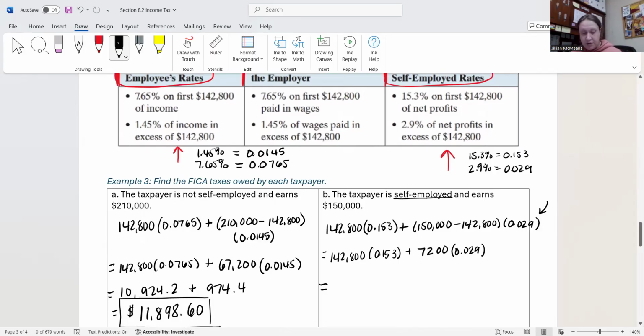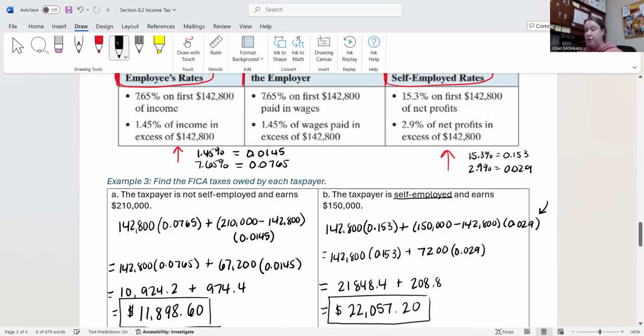Okay, so 142,800 times 0.153, we would have to pay $21,848.40. For the 7,200, we're going to tax that at 2.9%, so 0.029. We pay an additional $208.80 on that. So finally, if you are self-employed, the FICA taxes that you would pay would be 21,848.4 plus 208.8. We would get $22,057.20.